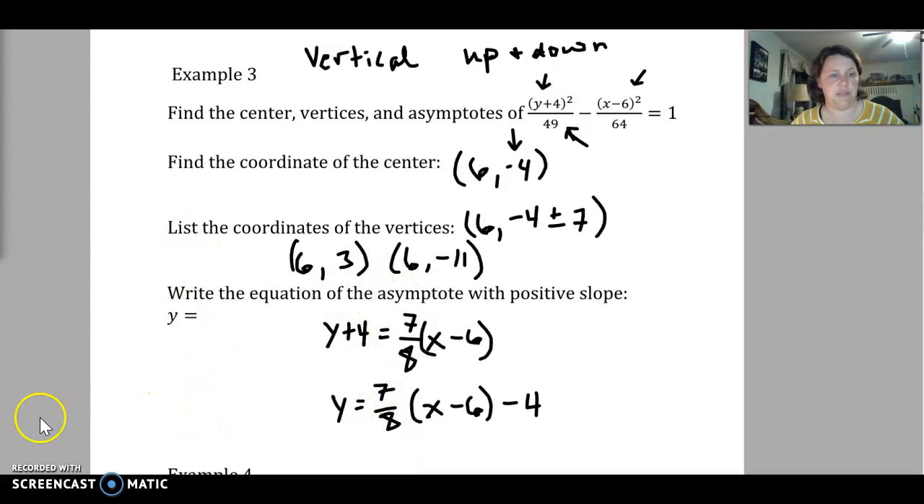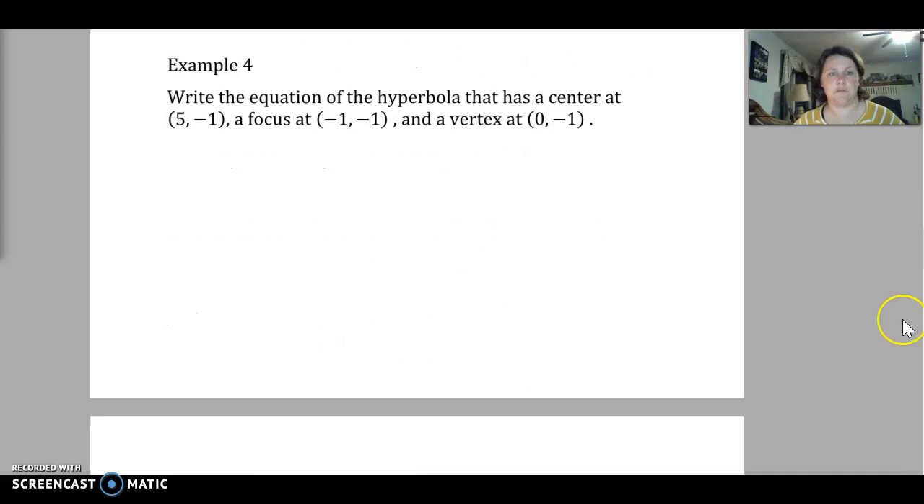Okay, and that's all we need to do for example 3. Okay, example 4. Write the equation of the hyperbola that has a center at (5, -1), a focus at (-1, -1), and a vertex at (0, -1).